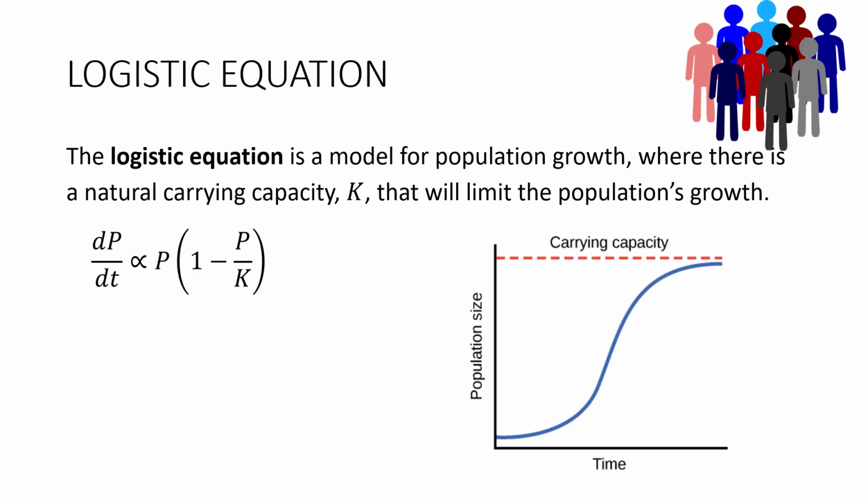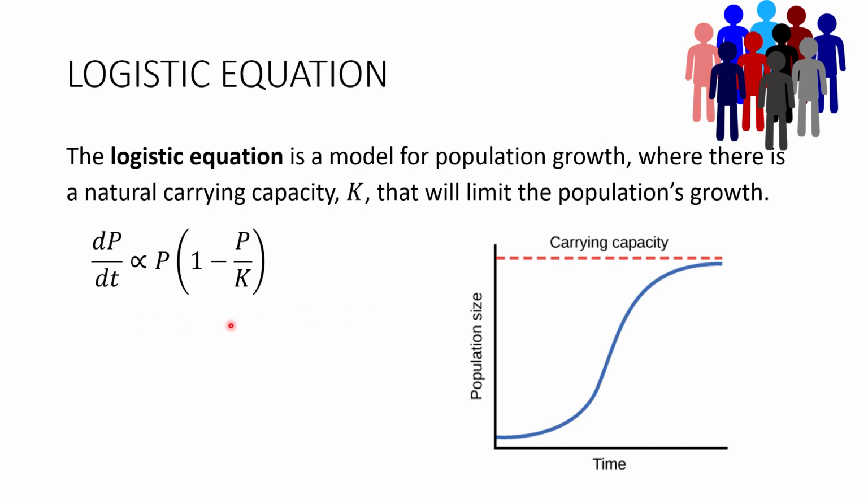Okay, let's move on. Now, a logistic equation is a model for population growth, but it has a limitation. There's going to be a natural carrying capacity that's going to limit the population's growth. Now, what does that mean? If you've got a species whose population is increasing out of hand, eventually it's going to stop increasing because it's going to run out of food or it's going to run out of space. And you're going to get a curve like this. So rapid increase, and then it's going to taper off as it approaches this carrying capacity.